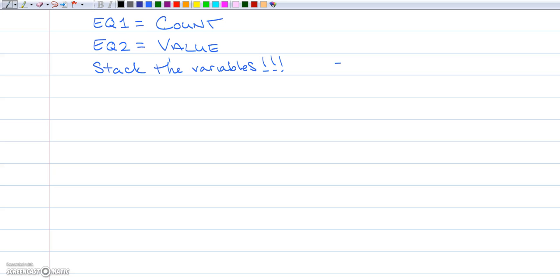All right, so we got equation 1, equation 2. The first one's got to be the count. The second one's got to be the value. We need to make sure that we stack the variables up.